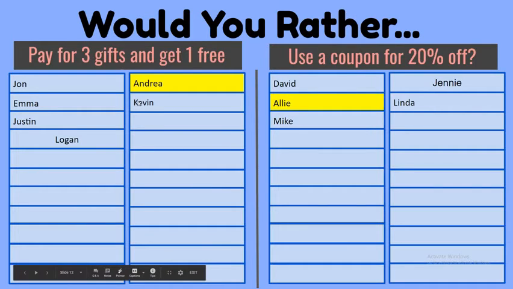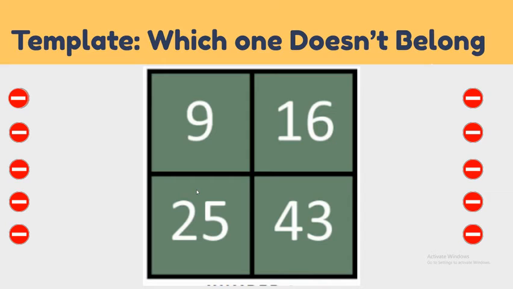One strategy, if you're having students write their name down, is that you can ask the students to highlight their name in yellow if they wish to share their reason why. So here we can see that Andrea wants to share her reason, and so we can ask her, why would you pay for 3 gifts and get 1 for free? The purpose of number sense routines is not necessarily the destination, but the journey of getting there. So we want to have them always be explaining why they picked what they picked.